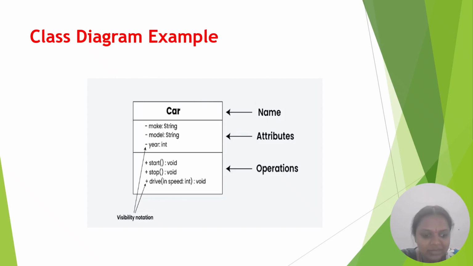The final one is method. Method is also known as function or operations. It represents the behavior or functionality of the class. They are listed in the third compartment of the class box and include the visibility, return type, and parameters of each method. Visibility notations indicate the access level of attributes and methods. Common visibility notations include public, private, protected, and package or default visibility.